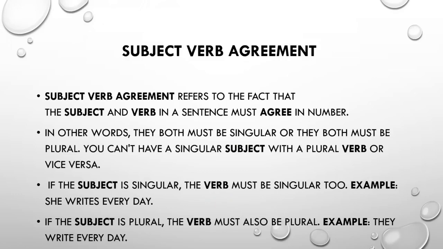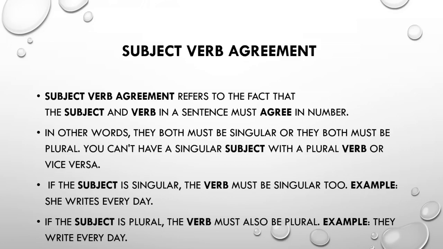So subject-verb agreement means the subject and verb in a sentence must agree in number. That means if the subject is singular, the verb should also be singular. Or if the subject is plural, the verb should also be plural. But you cannot have a singular subject with a plural verb or vice versa.